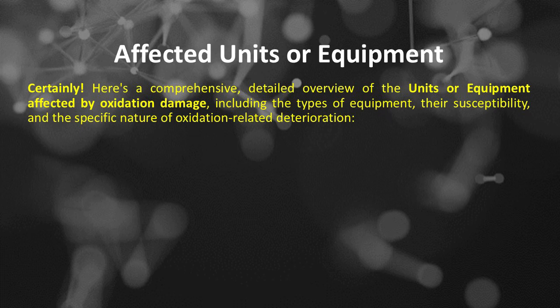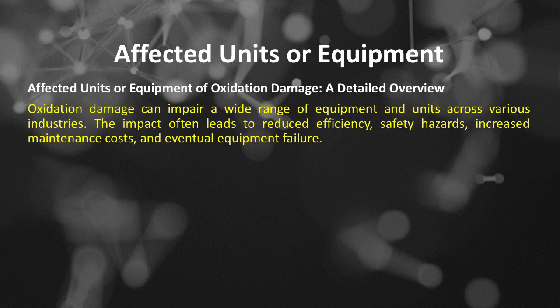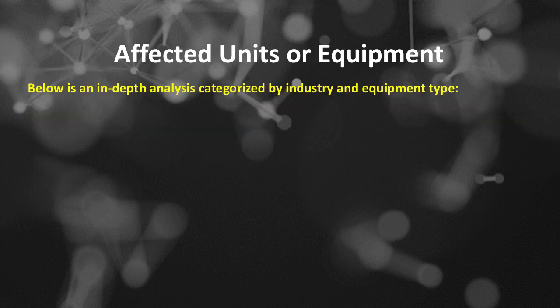Here is a comprehensive, detailed overview of the units or equipment affected by oxidation damage, including the types of equipment, their susceptibility, and the specific nature of oxidation-related deterioration. Oxidation damage can impair a wide range of equipment and units across various industries. The impact often leads to reduced efficiency, safety hazards, increased maintenance costs, and eventual equipment failure. Below is an in-depth analysis categorized by industry and equipment type.